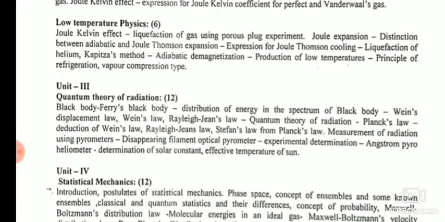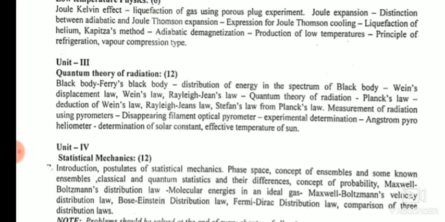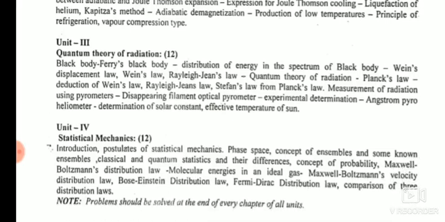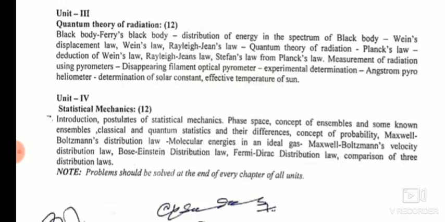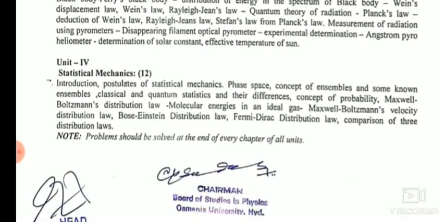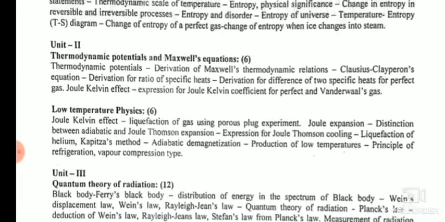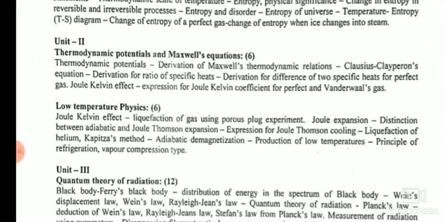In quantum theory of radiation, the sure-shot question is Planck's law, derivation of Planck's law, and angstrom pyrheliometer and disappearing filament optical pyrometer. These are the sure-shot questions from the third unit. And for the fourth unit, as I explained just now, of the three long answers, you have to learn Maxwell distribution law, Bose-Einstein distribution law and Fermi-Dirac distribution law. At least prepare two long answers, and you will get one long answer in the exam. So these are the sure-shot and important questions.